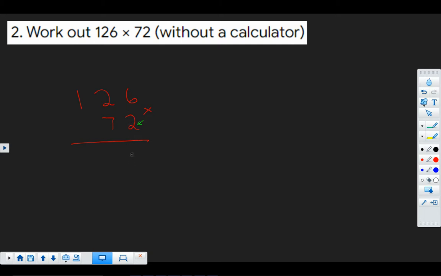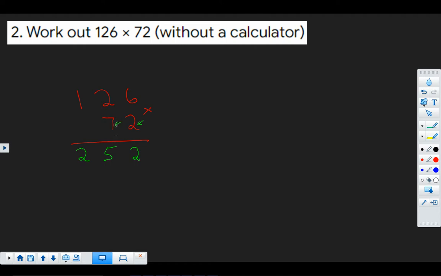So 2 times 6 is 12. So that's a 2. I've got to carry a 1 over to here. 2 times 2 is 4, plus this 1 is 5. 2 times 1 is 2.